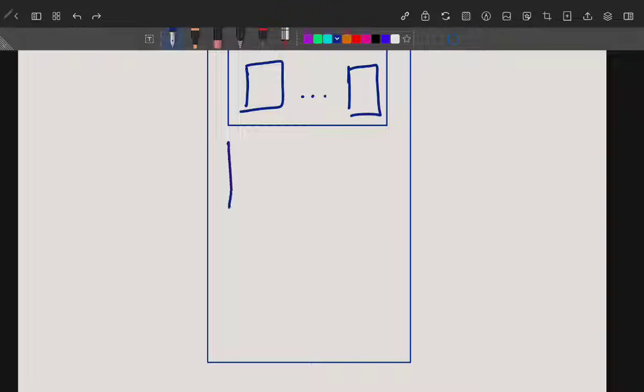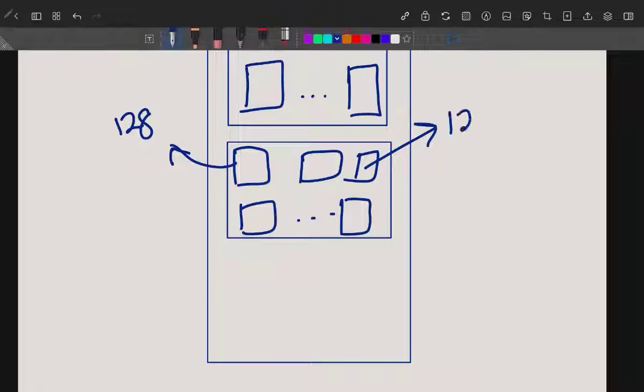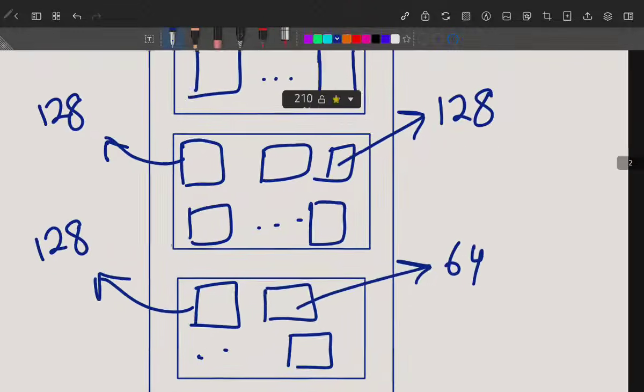And then let's continue. We do have the second group, where we have 128 customers. For each customer we need 128 addresses. For the third group, which is your last group, we need 128 customers. For each customer we need 64 addresses, and there are in total 128 customers.